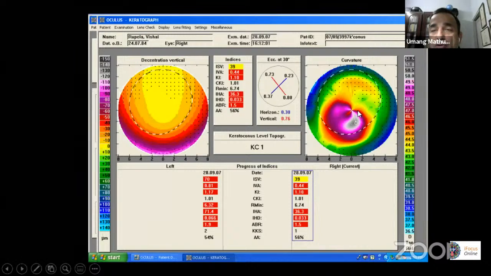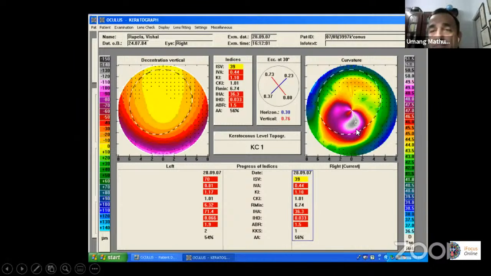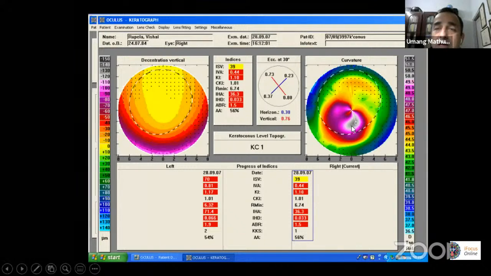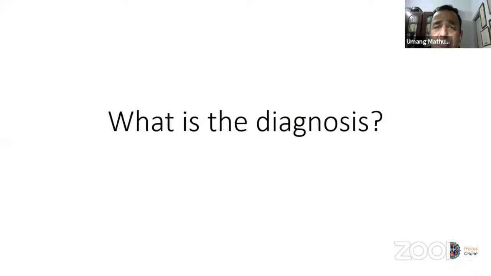So in keratoconus, it'll be skewed. Like this area is steep, this is flat, and so there will be a lot of asymmetry. It could be at the 3 millimeter zone, at the 5 millimeter zone. So normally you should expect less than 1.5 diopter difference at 3 millimeter and less than 2.5 diopter at the 5 millimeter zone. So what is the diagnosis?